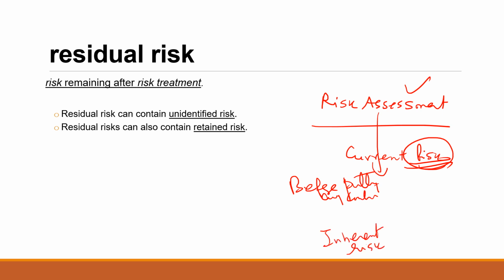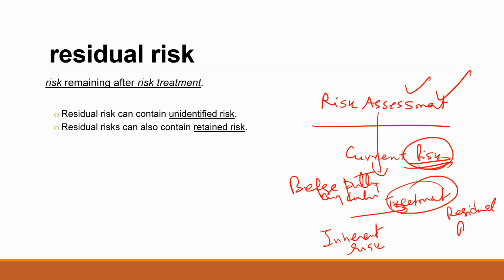You have not done treatment yet. Now you do the treatment. You put the control. So after the treatment, what will happen? Your risk will be modified. However, risk doesn't become zero. You again do the risk assessment, and whatever risk you get is known as the residual risk.